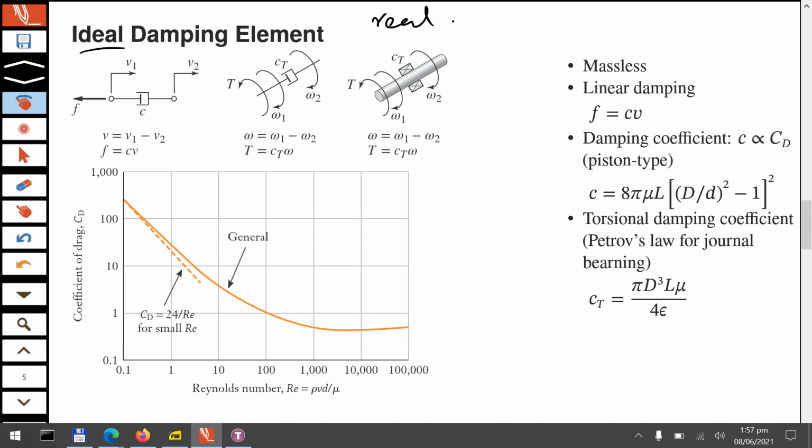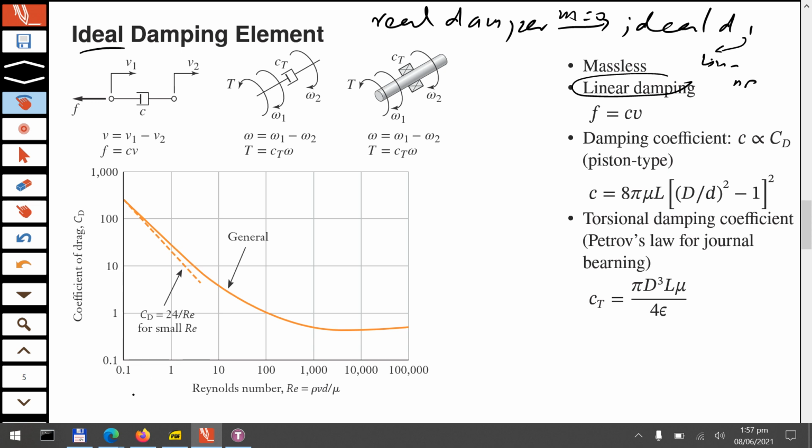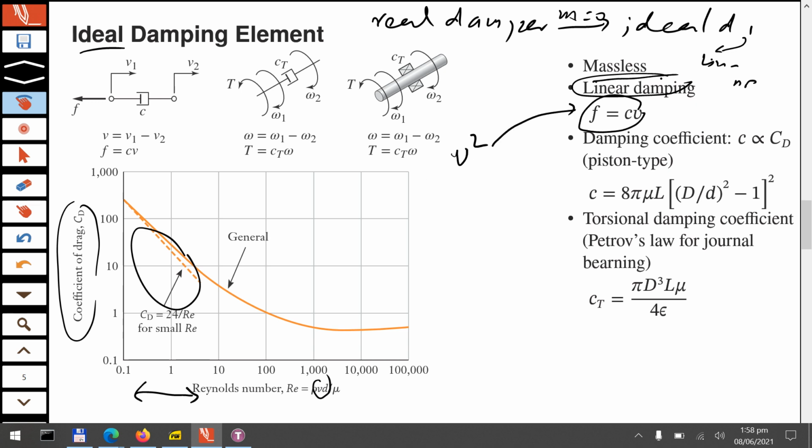But that ideal damper is one simplification. When you go from real damper to ideal damper, you set mass to 0, so you assume that there is no mass. But an ideal damper can be linear or non-linear. If we have linear damping, and I just repeat this figure, for low Reynolds numbers or for low velocities, the coefficient of drag can have a dependence on the speed in such a way that the square relationship reduces to a linear relationship. In that case we will call it linear damping. The constant of proportionality is called the damping coefficient in translation, and in rotation it's called the torsional damping coefficient. तो यहाँ पे हम CT नीचे लिखेंगे, यहाँ पे सिर्फ C लिखेंगे.